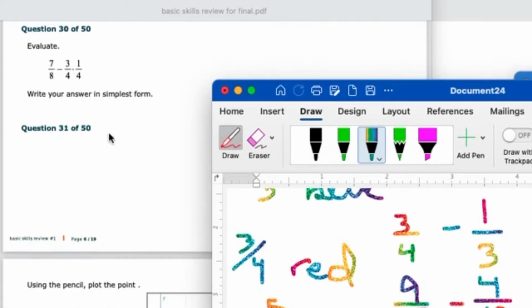Okay. Now on this one, look at this one quickly. We're multiplying these first. Remember order of operations?